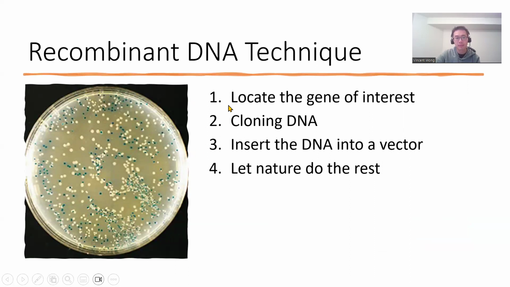The first step, we have to locate the gene of interest. There are 46 chromosomes in the human body. Where is the insulin gene? Which chromosome is it on?